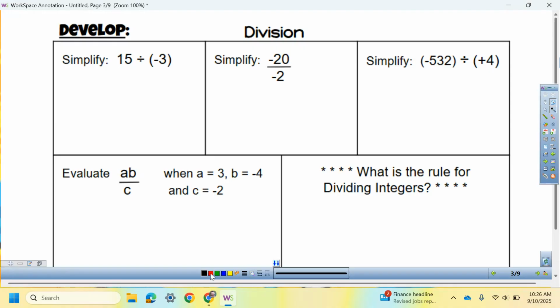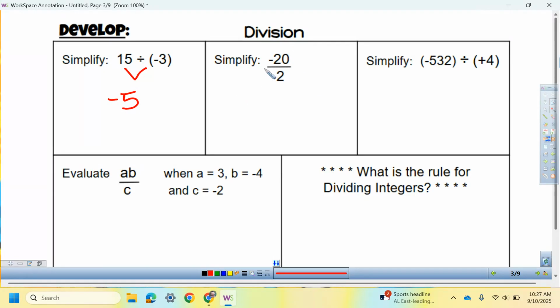So I'm going to do the same thing as before. Let's just talk about these answers. Are the signs the same or are the signs different? They are different. So let's throw a negative there, and 15 divided by 3, that's going to give me an answer of -5.